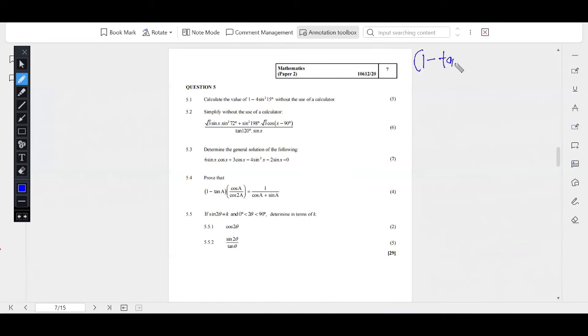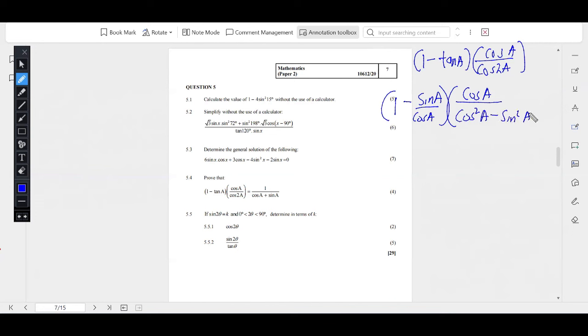So we have 1 minus tan A, and then in brackets cos A over a double angle here, which is cos 2A, which makes it very interesting, right? Then we can choose to break down our tan A here as sine A over cos A. Seeing that we are dealing with a lot of cos and sine, let's break this one down: cos squared A minus sine squared A. You still remember your double angle identities. So if you have cos 2A, it can be broken down to cos squared A minus sine squared A, or it can be 2 cos squared A minus 1, or it can be 1 minus 2 sine squared A.